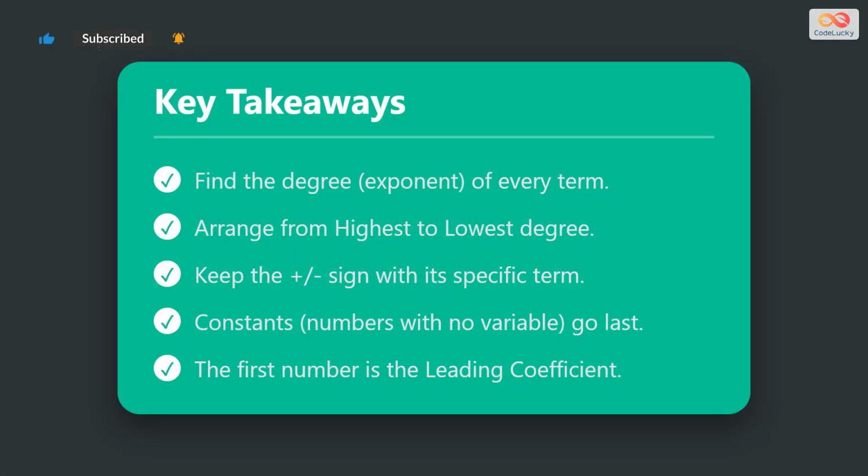Let's summarize what we learned. Always find the degree of every term first. Arrange them so the exponents go from biggest to smallest. Remember that the sign belongs to the term it is next to. And finally, the number without a variable, the constant, always goes last. You are now ready to write any polynomial in standard form.